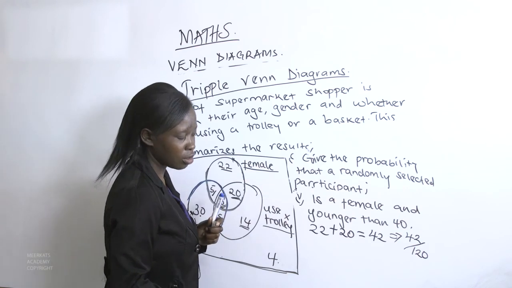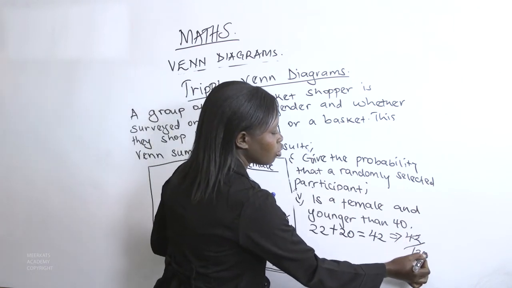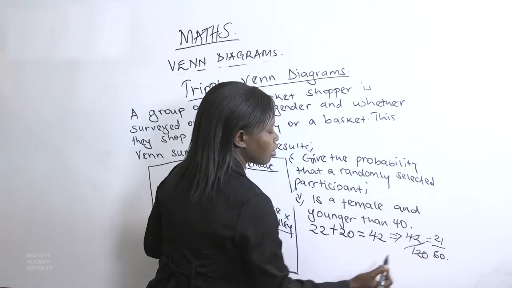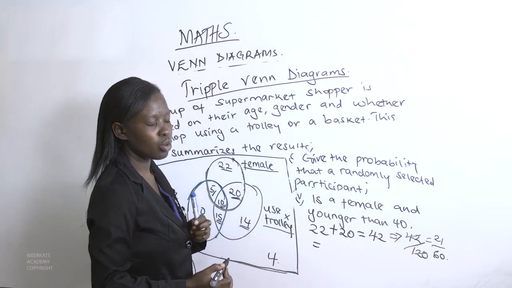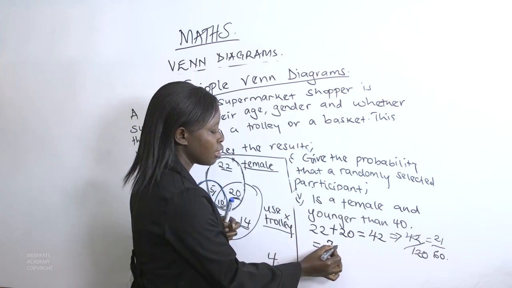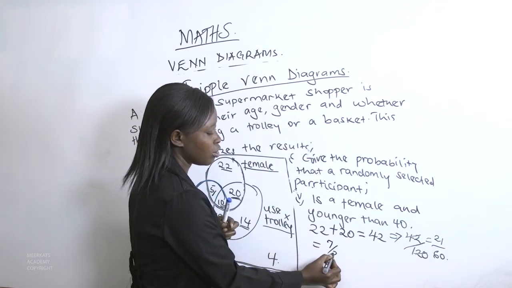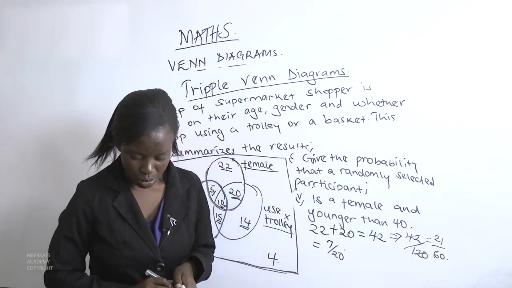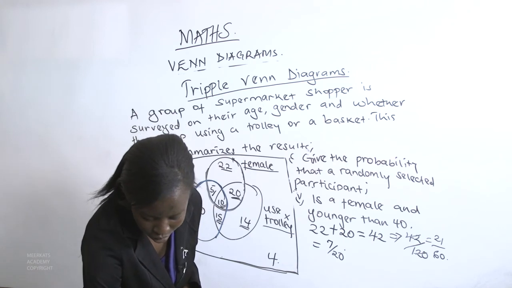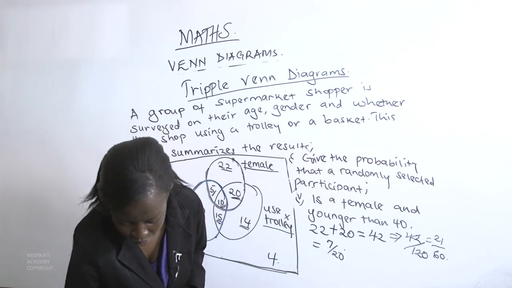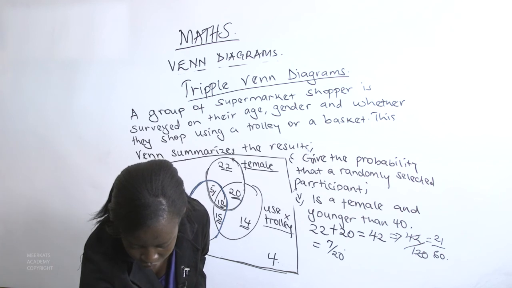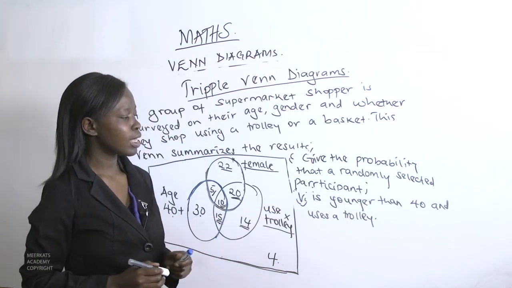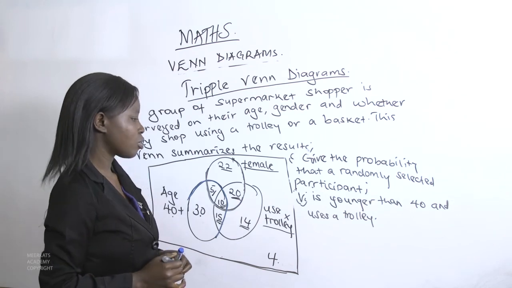42 out of 120, if I simplify, 2 into 42, we are having 21. 2 into 120, that is 60. Then 3 into 21 is 7. 3 into 60, we are getting 20. So the probability that the person selected at random is a female who is younger than 40 is 7 out of 20.